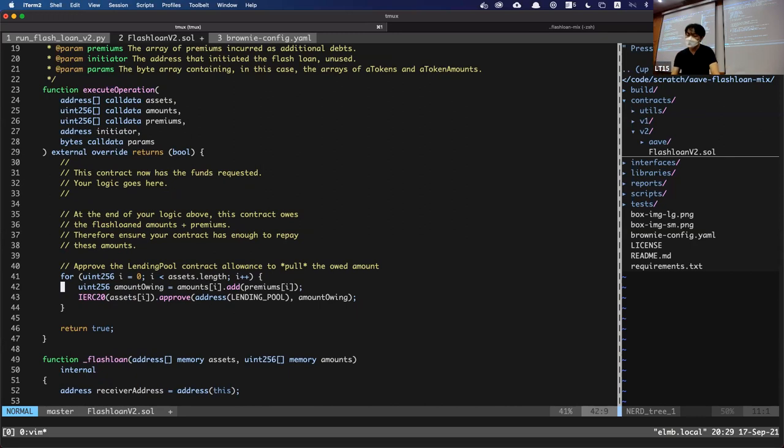So this is where the contract makes sure that if I borrow $2 million worth of USDC, I can return $2 million back into Aave. And if this is not possible, then the whole transaction would not occur. So this is how I've structured this contract over here.